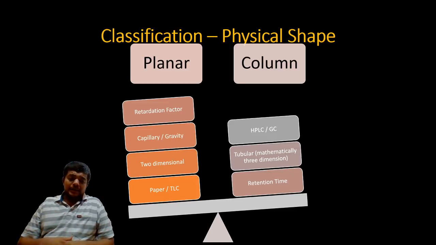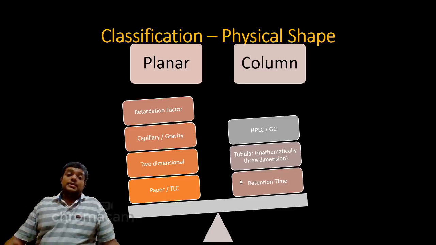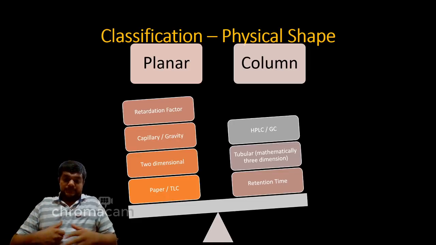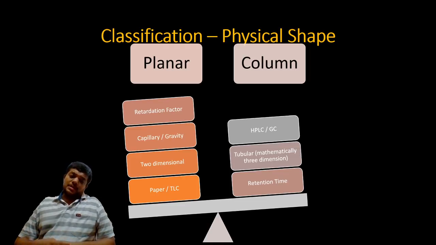But when we say planar, it is again subdivided into two: paper chromatography and thin layer chromatography. Whereas column chromatography is itself a very useful technique in separation science, and it can be further divided into the two best industrial upgraded versions, that is HPLC and GC. So this is how the classification of chromatography on the basis of physical shape leads to two sub-major types, planar and column.